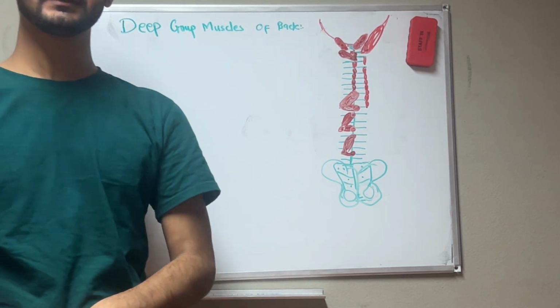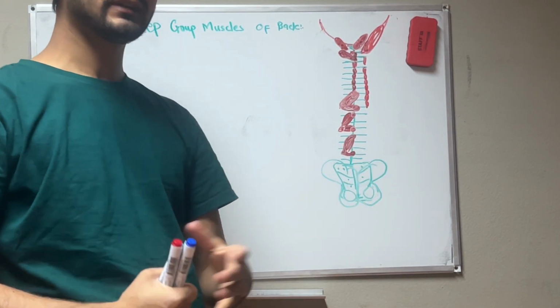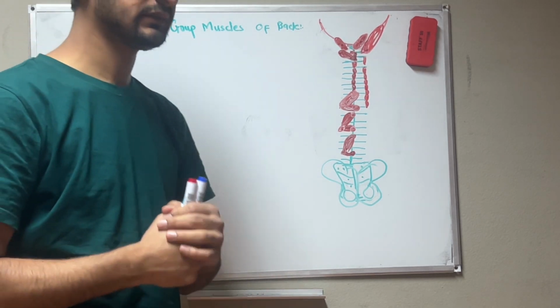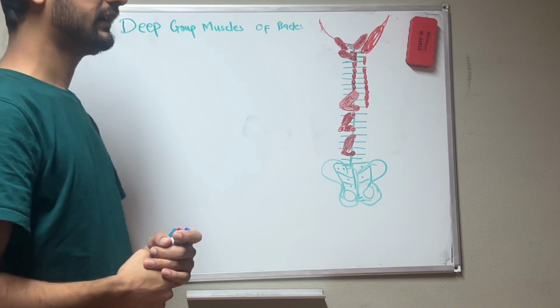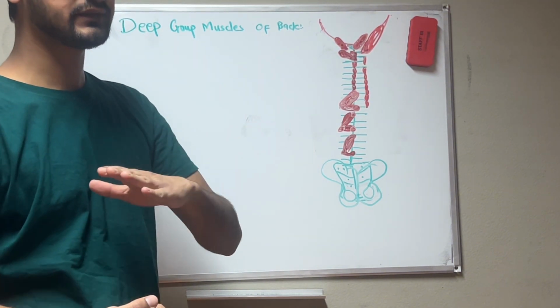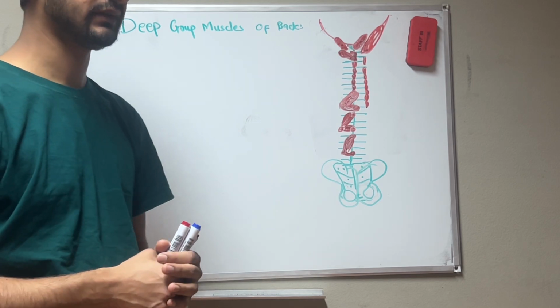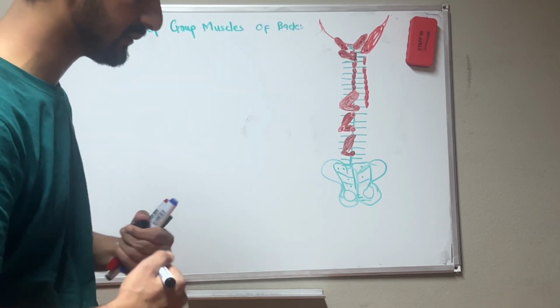Today we're going to discuss the deep muscles of the back. The deep muscles of the back we divide into five sections or five parts. Each part has some muscles, and we consider them in the first layer, then second and third layer. First we will consider the suboccipital region, the suboccipital muscles.